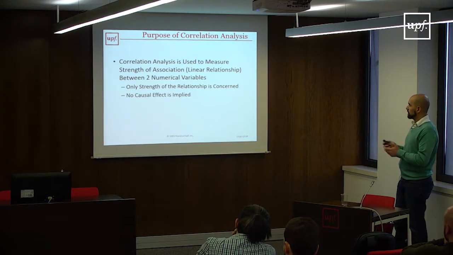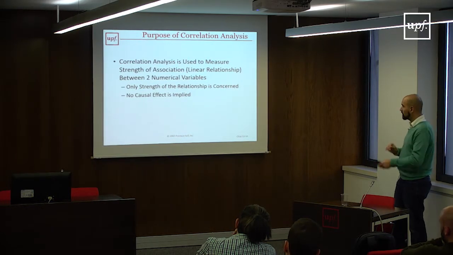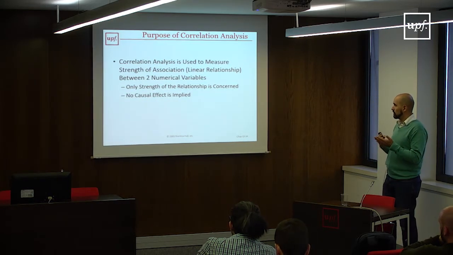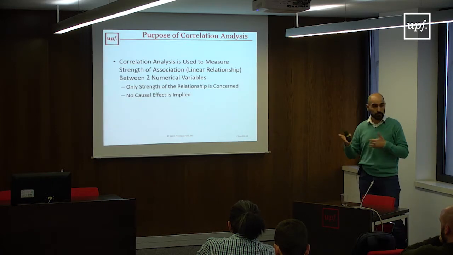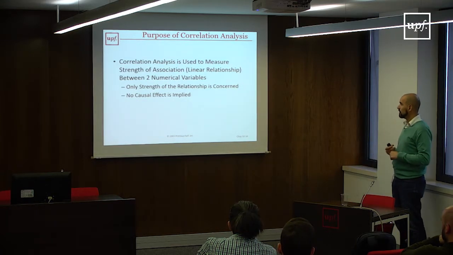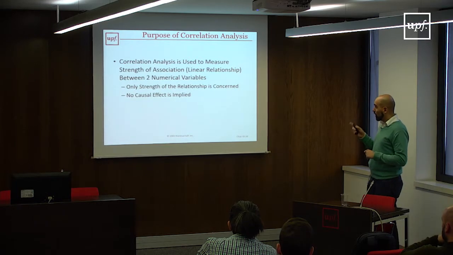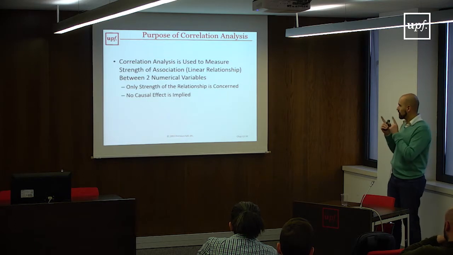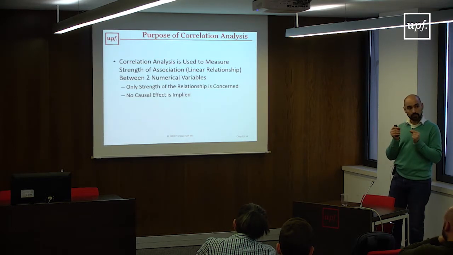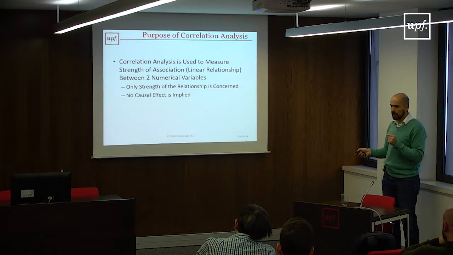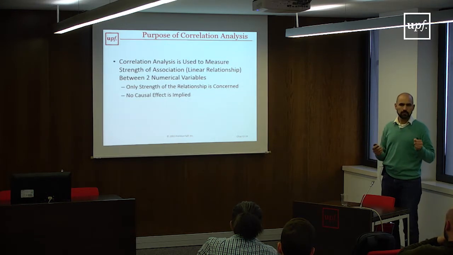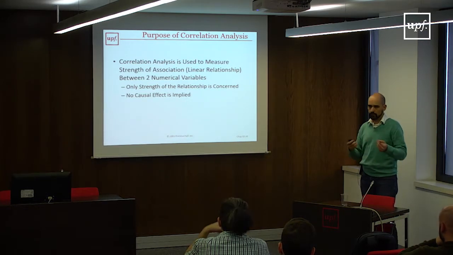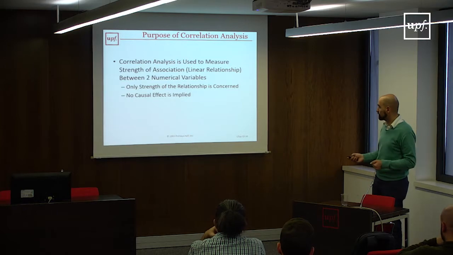Purpose of correlation analysis. As we said, correlation analysis is used to measure strength of association between two numerical variables, can be used to predict. And this is what we were commenting at the beginning. The strength of the correlation, of the relationship, is measured, not the causal effect. This cannot be measured. This is about us. We must know, knowing the topic, if one thing depends on the other or not.